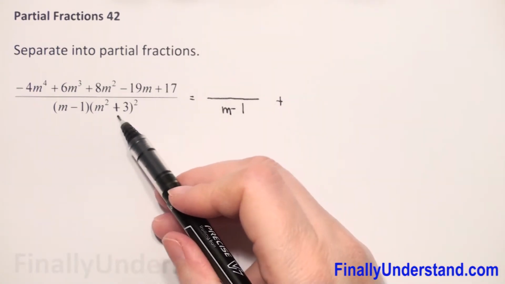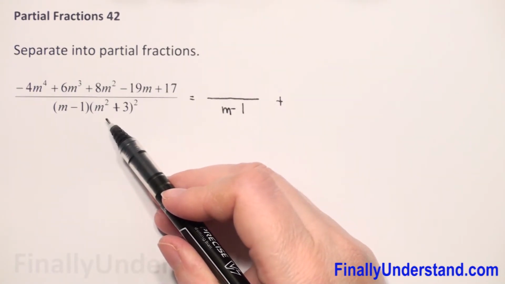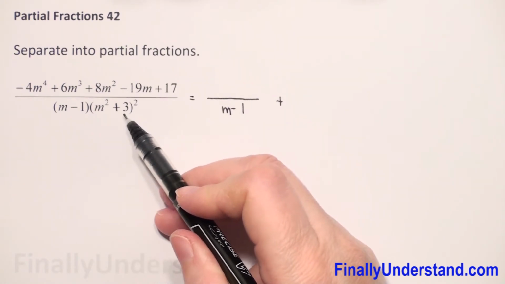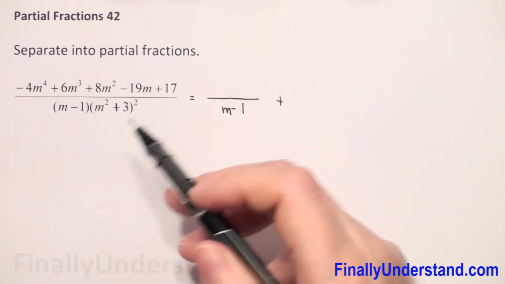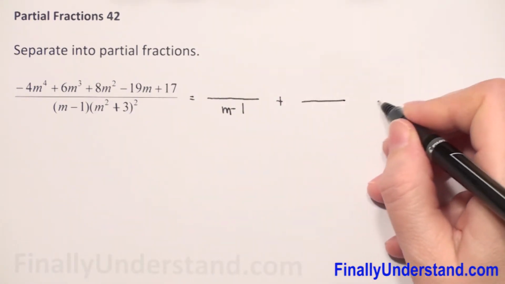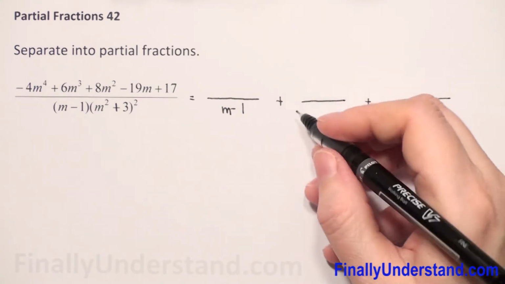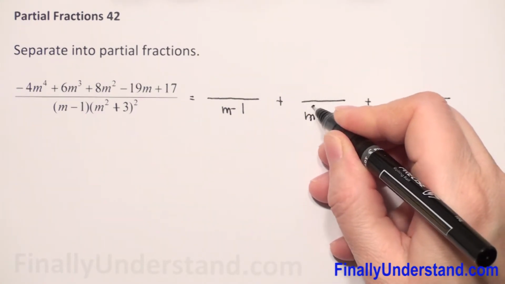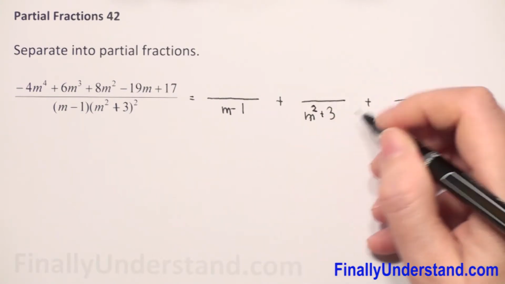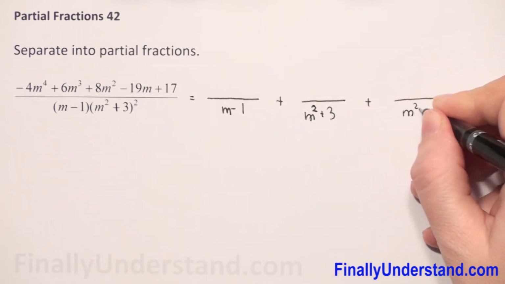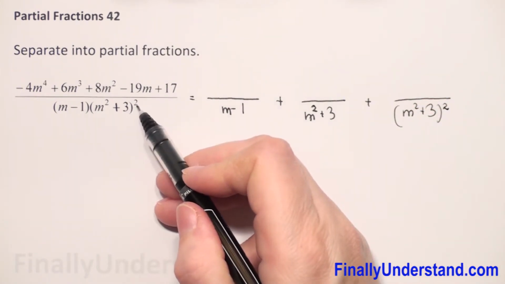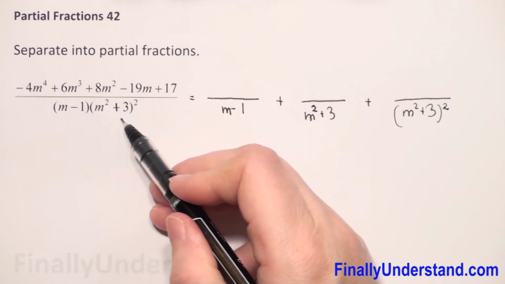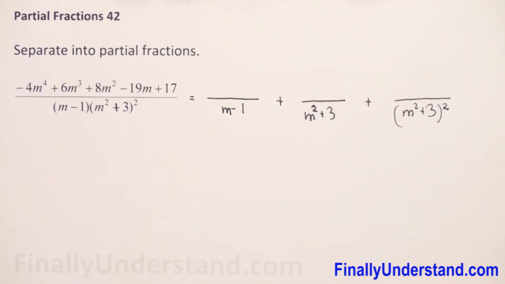And the second, we have n squared plus 3 to the second power. We have a quadratic factor which repeats 2 times. It means from the second factor we will have 2 partial fractions, and the denominator will be n squared plus 3 to the first power, we don't write the power, and the second is n squared plus 3 to the second power. If we had, for example, a fifth power, from this part we would have 5 partial fractions. So now we need to find the numerators.